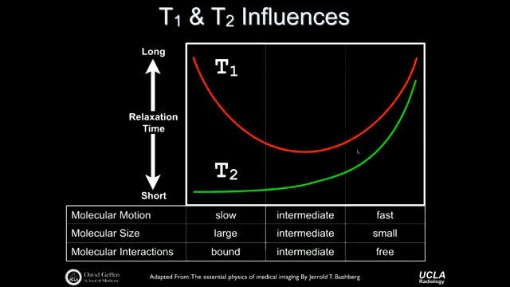Again, the example tissue here was something like CSF, which has a pretty long T1 and also a long T2. Scaling's not meant to be precise, just kind of qualitative.